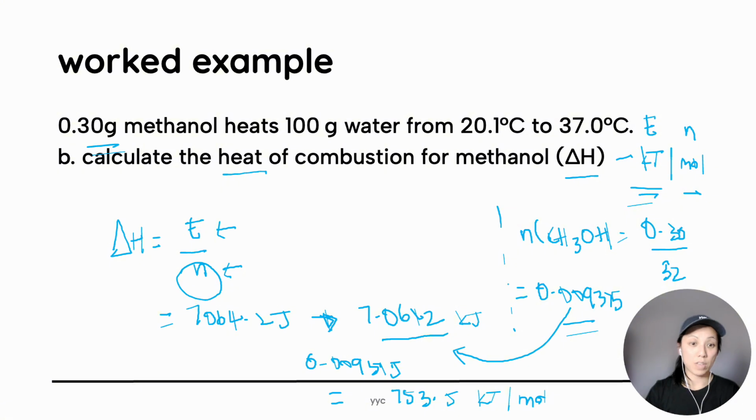Cool? So you can see how you do that. As you can see, I've run out of space, so I haven't put it to the right sig figs, but according to this, the right number of significant figures should be only 2. So that should be about 7.5 times 10 to the 2 kilojoules per mole.